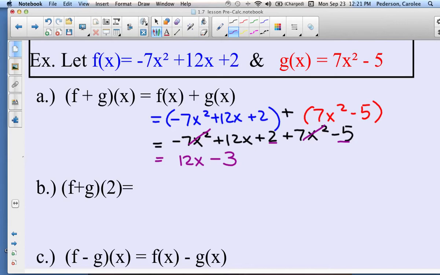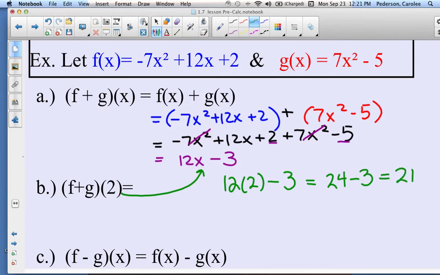Part B says take f plus g and evaluate it for 2. So we would just substitute 2 in for x. 12 times 2 is 24. 24 minus 3 is 21.